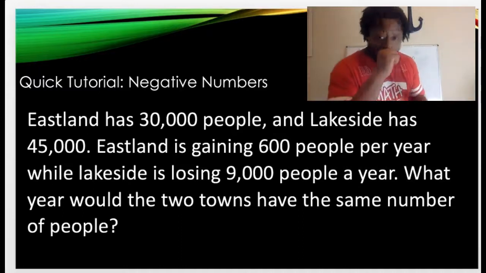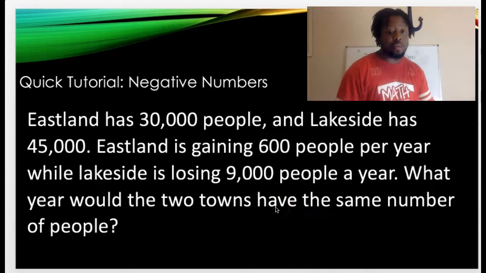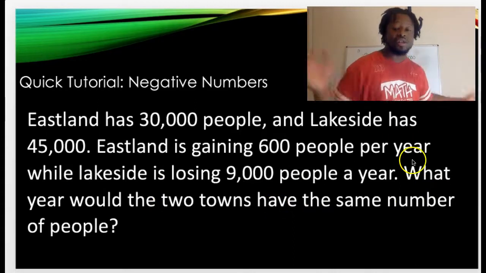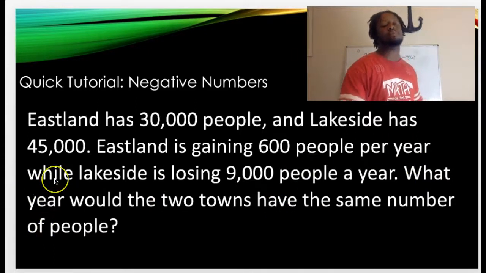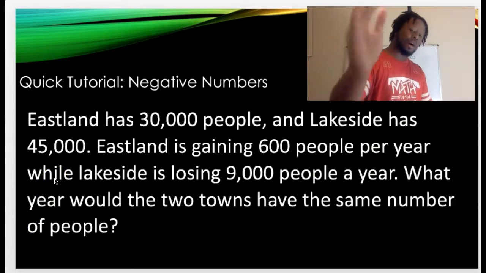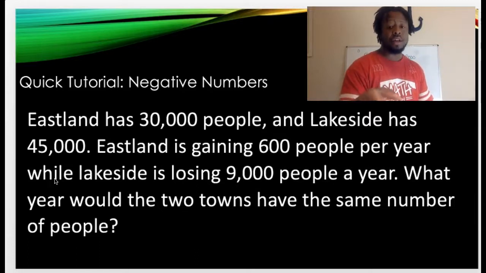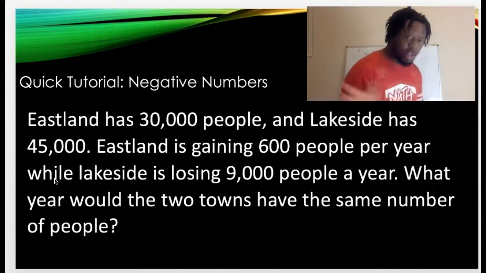All right, so now looking at this problem. First of all, there's the key word same, so we know we're dealing with equations. And my variable, what is the what? The what that I'm looking for in this problem is years. So once again, if you guys had a hard copy, I will put an X by the 9,000 and the 600. Okay, yeah, I wrote that down right.